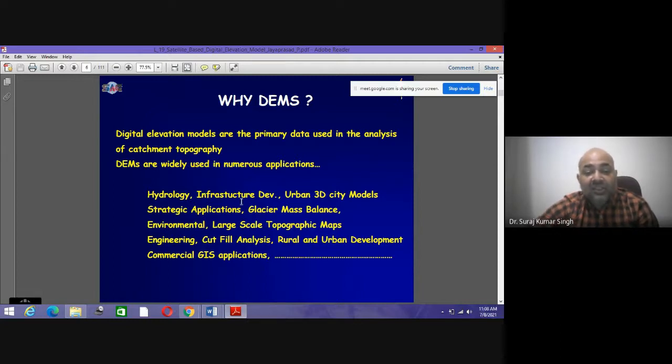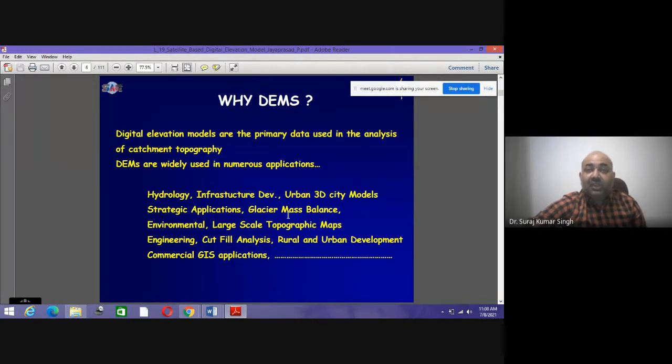So if you are going for any infrastructural development, whether that is related to urban 3D city models, or any strategic applications, like we have border countries, Pakistan, China, Nepal or Bhutan, they're the adjoining countries. So we have to plan accordingly for our military purposes, for our intelligence purposes. For that, you need to have the topography, you need to have an elevation map of those areas so that we can plan accordingly. So for a strategic application, this digital elevation model is very important.